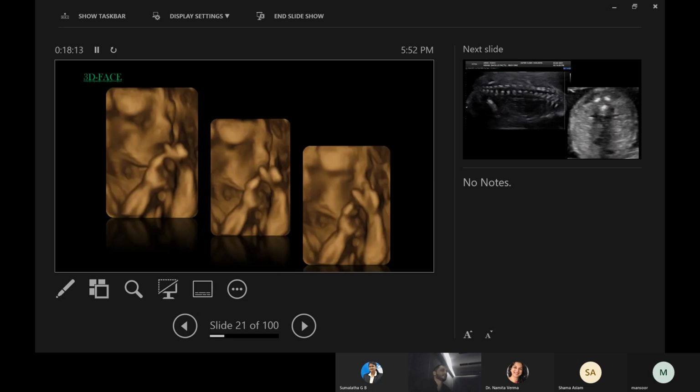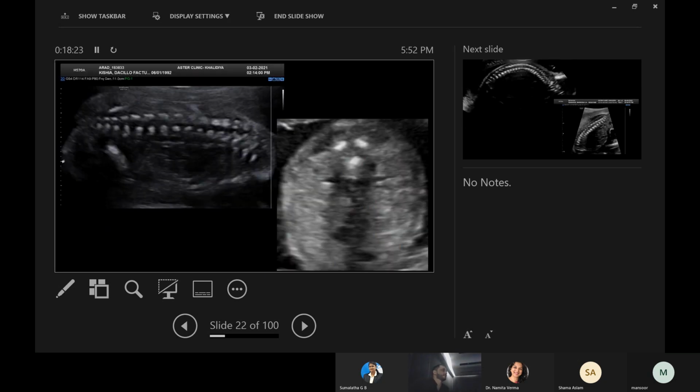3D, 4D are always better for surface anatomy. And also if you're taking the MIP, MPR, they are very good for ruling out cleft palates. And for the spine also, it can be very helpful. These are not 3D or 4D images. These are 2D only, I have taken like this. This is the coronal plane and this is the axial plane.